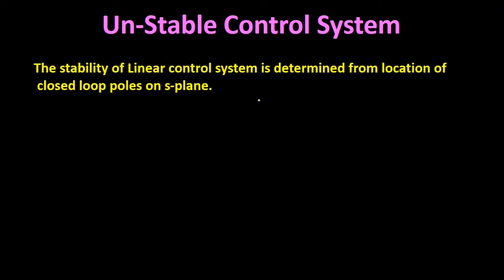In the last lecture, we have discussed absolutely stable control system. In this lecture, we are going to discuss unstable control system. Now let us see some important points related to stability of control system. The stability of linear control system is determined from the location of closed loop poles on S-plane. These closed loop poles are determined from the closed loop transfer function of the system, and we know that when denominator of the overall transfer function of the system is equated to 0, then the roots of that denominator equation will be the closed loop poles of the transfer function.